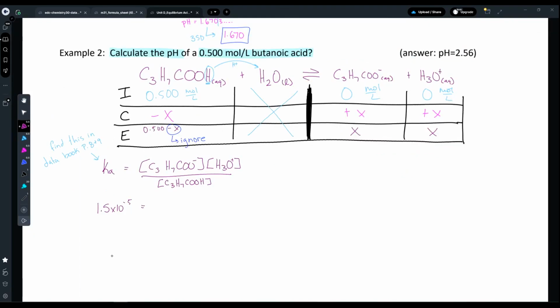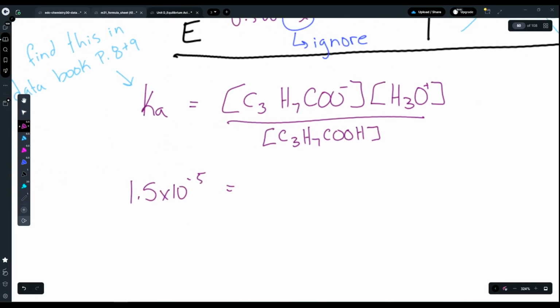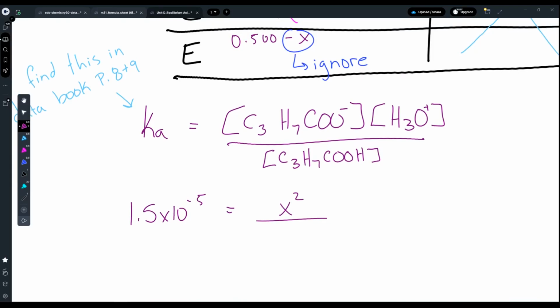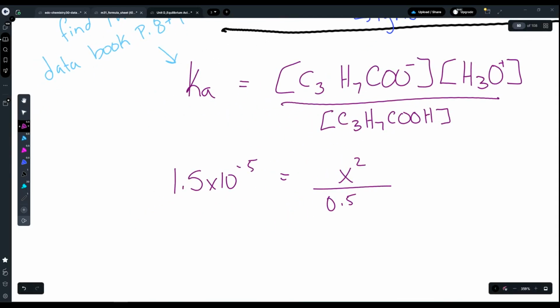Okay, and then for both of our products, they were both x's, and since we are multiplying them together, I'm just going to go ahead and write x squared here. And then for butanoic acid, we're going to go 0.5 and just leave it at that, because remember, we're ignoring this minus x because we're working with a weak acid and we are finding pH. We're not asked to find Ka. If we were working with a weak acid and we were asked to find the Ka, then we would have to include the minus x. But that's not what we're being asked to do. We're asked to find pH.